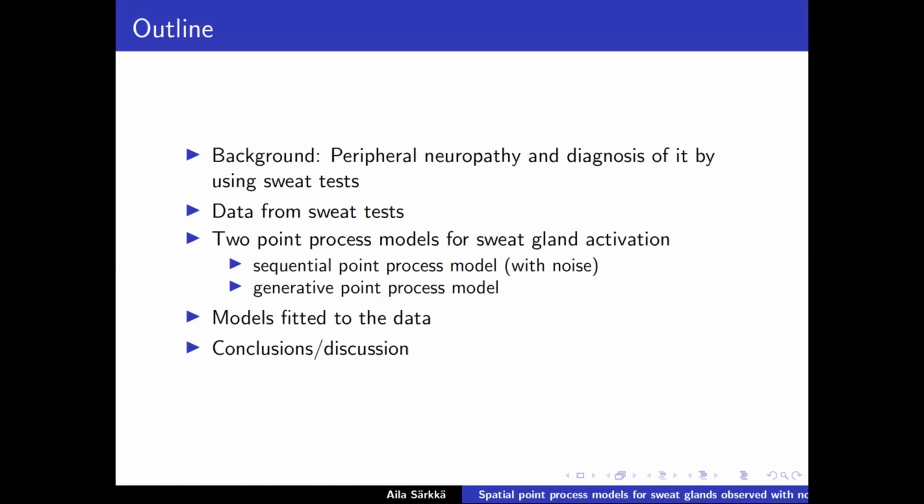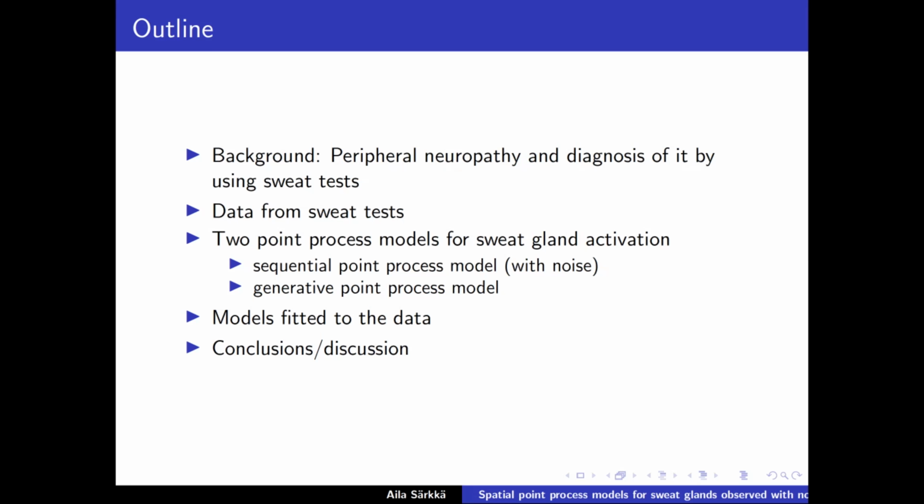So I will start by giving some background on something that is called peripheral neuropathy and the diagnosis of it by using sweat tests. So that's where the sweating comes in. And then I will present the data that we have from the sweat tests. And for the data, in fact, we see some spots of sweat on the skin, and they look like point patterns, and that's why we thought that we could use point process models for the sweat spots and also for the activation of the sweat glands.